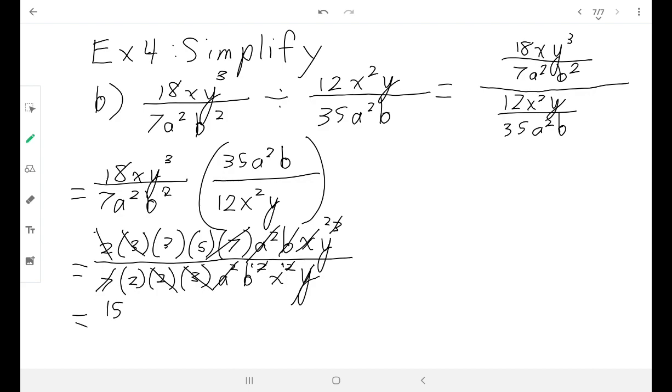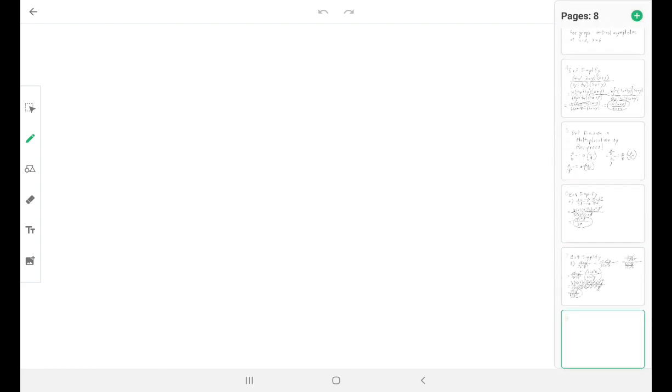I've canceled all the variables except 2 of the y's. So it's going to be 15y squared at the top. In the bottom, I've only got the 2 left. And then I've canceled all the a's. I've only canceled one of the 2 b's. And I've only canceled one of the 2 x's. And so I get that answer right there, 15y squared over 2bx. Okay? So that is example 4. We're going to move on to example 5 now, and it's just more simplification.